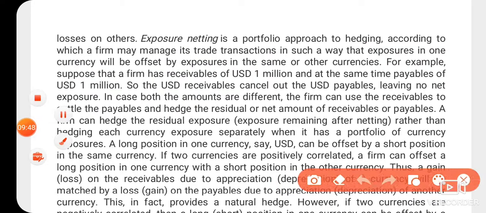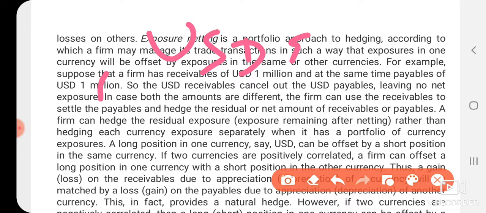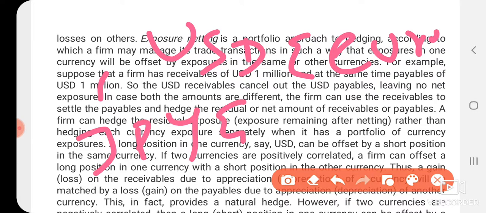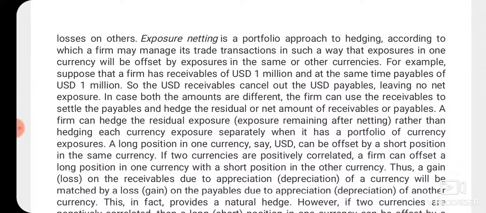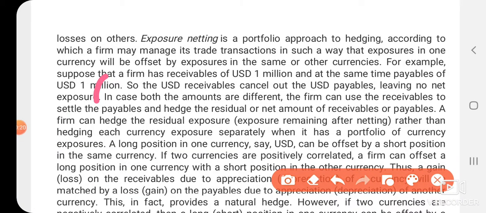Now in the other case, both the amounts are in different currencies, say US dollars and euros, or GBP, meaning Great Britain pounds, and Japanese yen. In such situations, where both the amounts are different, the firm can use the receivables to settle the payables and hedge the residual or net amount of receivables or payables.